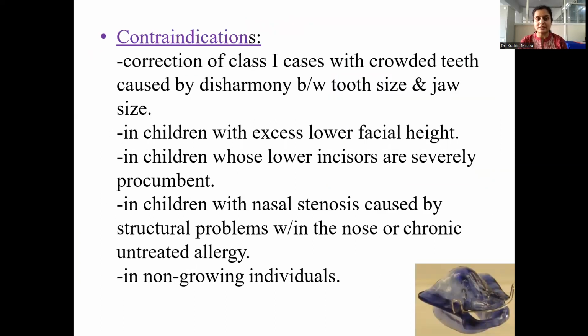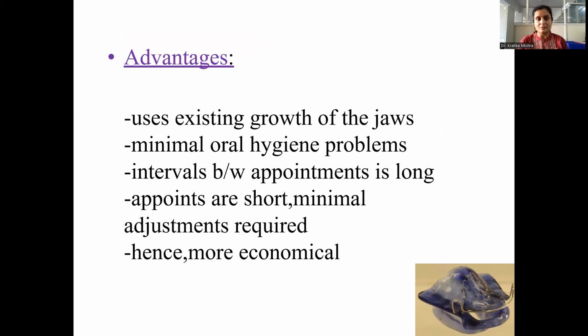What are the contraindications of the activator? Correction of class 1 cases with crowded teeth caused by disharmony between tooth size and jaw size, children with excessive lower facial height, children whose lower incisors are severely procumbent, children with nasal stenosis caused by structural problems within the nose or untreated allergy, and non-growing individuals. What are the advantages? It uses existing growth of the jaws, minimal oral hygiene problems, the interval between appointments is long, appointments are short, minimal adjustments are required, and hence they are more economical.